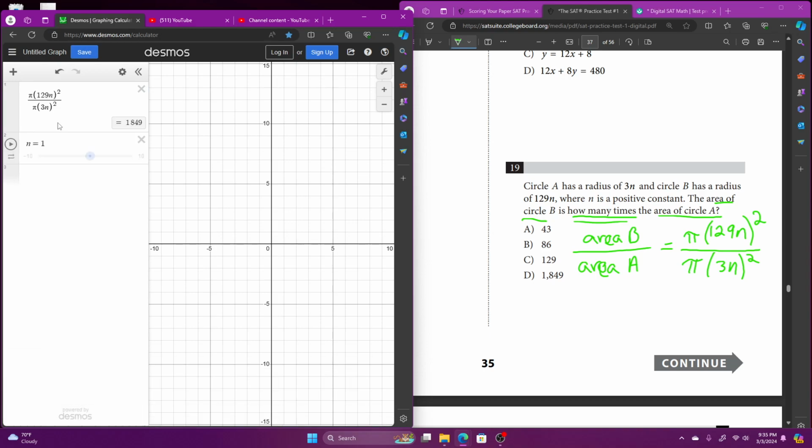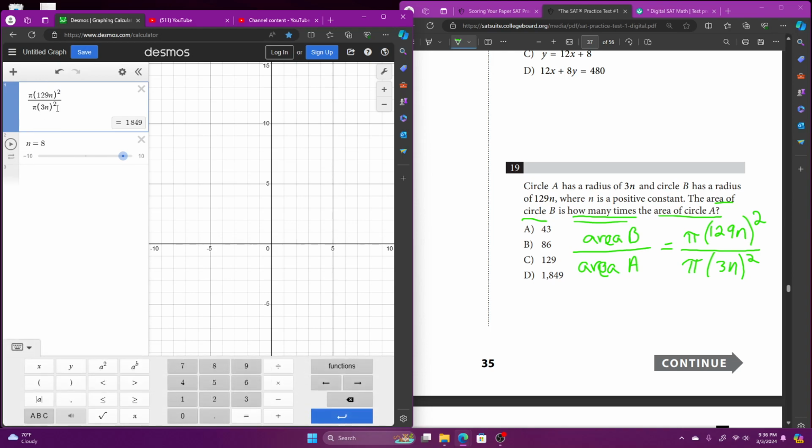So let's see, if n is 1, it's 1,849 by just clicking on that slider button. If n is 5, it's still that. If n is 8, it's still that. No matter what we put in for n, it's 1,849. So D is the correct answer. And if you're not familiar with that slider, you could just try the 5 times 5 times 5. We still get 1,849.